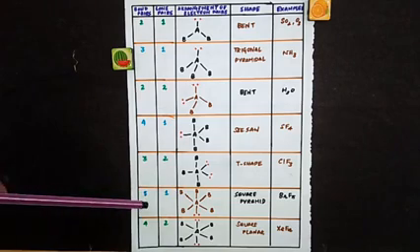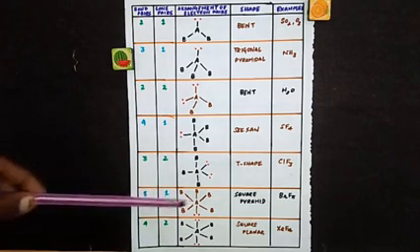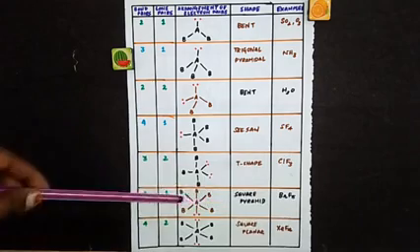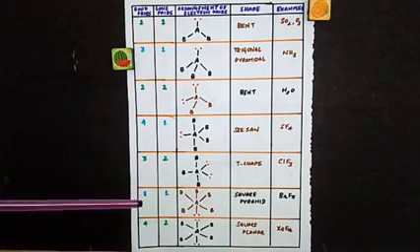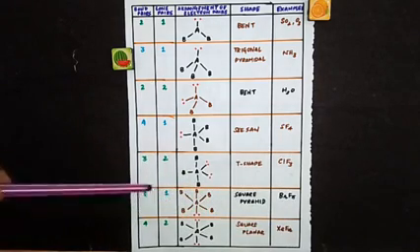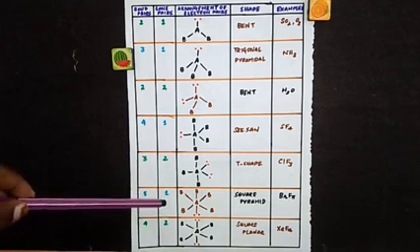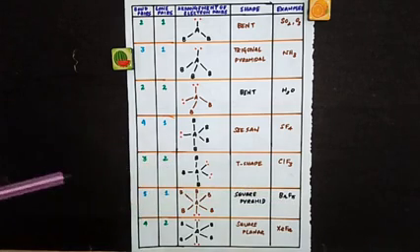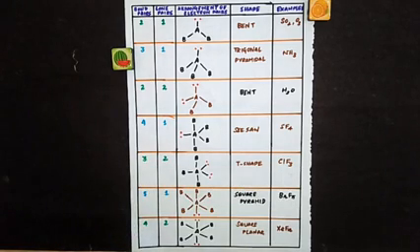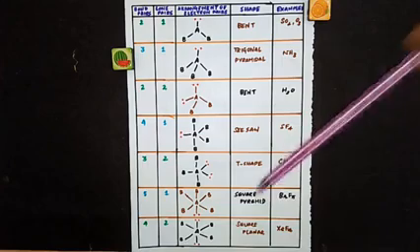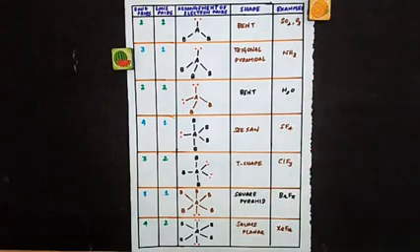And here 5 bond pairs and 1 lone pair. Then the shape is square pyramid. So this is the square pyramid. So totally 6 electron pairs. Out of that 5 are bond pairs, 1 is lone pair. Example is BrF5. And finally, if you have 4 bond pairs and 2 lone pairs, then this has square planar geometry. Example is XeF4.